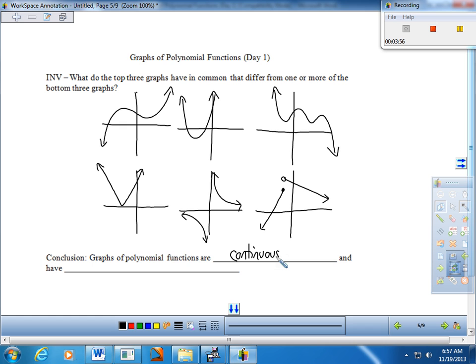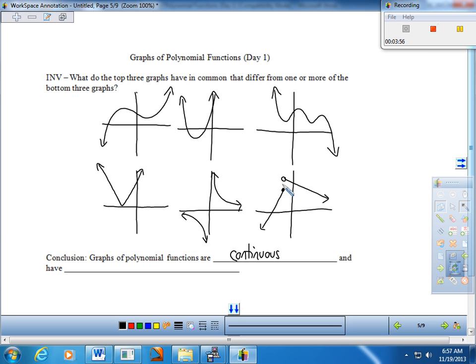For every polynomial function, they are continuous. All right, and you can see that right here. Obviously, this one as well. Had to pick up my pencil in order to draw that graph. Discontinuous here and here. Okay.